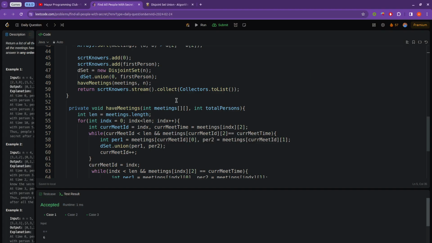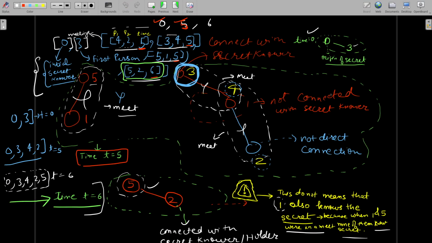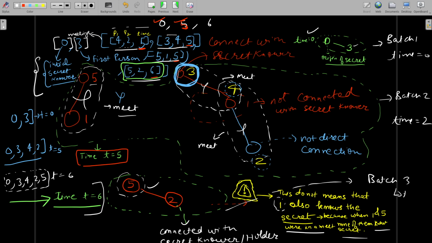Okay, so what I mean by batches of time, these are batches of time. So this is batch 1, time is equal to 0. This is batch 2, time is equal to 2, and this one is batch 3, time is equal to 5 actually, and here time is equal to 6.